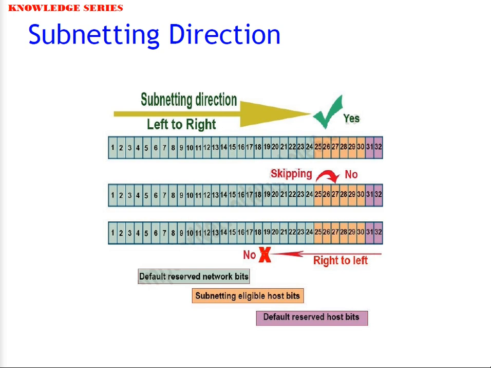If you are going from right to left, it is the wrong way of representing the selection of the subnetting bits. Now the subnetting eligible bits start from 25, and from 25, 26, like that it will keep on going. But in any case, after 25 it cannot go to 27. So that is the way subnetting is done.